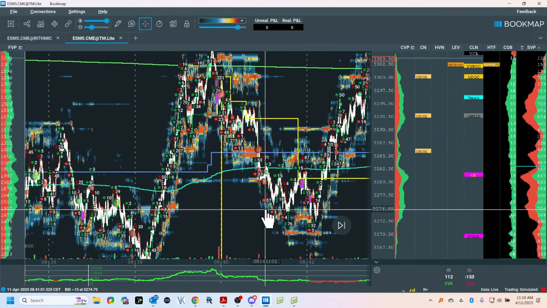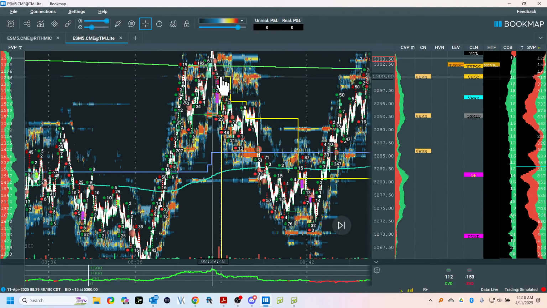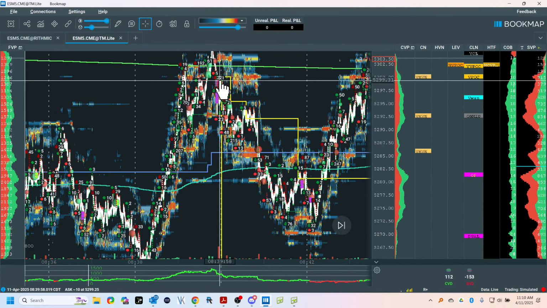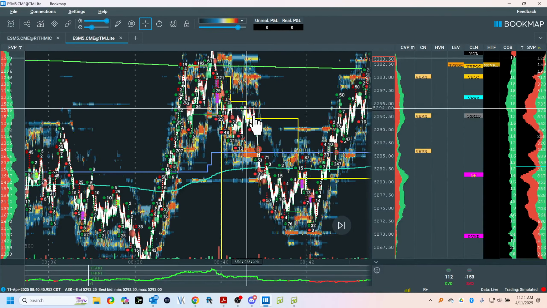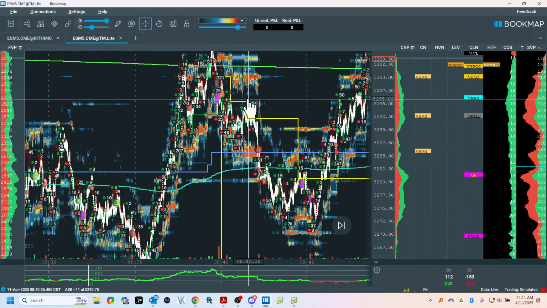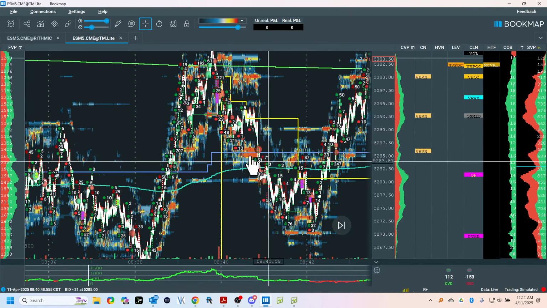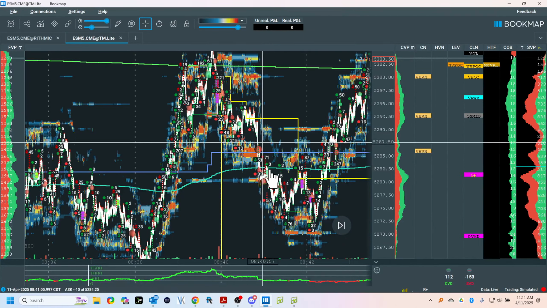Now, let's come back here. So, this is a short, this is a short, this is a short, subject to your plan and risk. You know, you have to structure these things. Now we have our mid, our VWAP, and there's always stops.